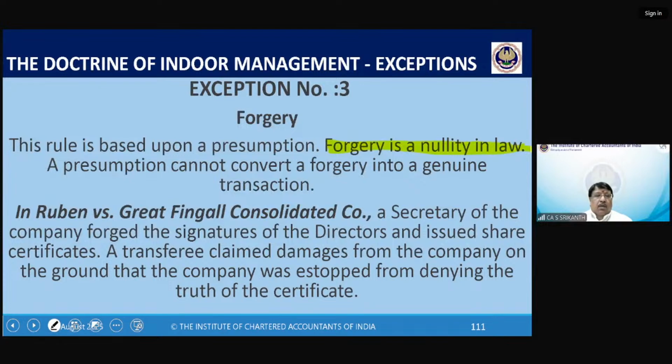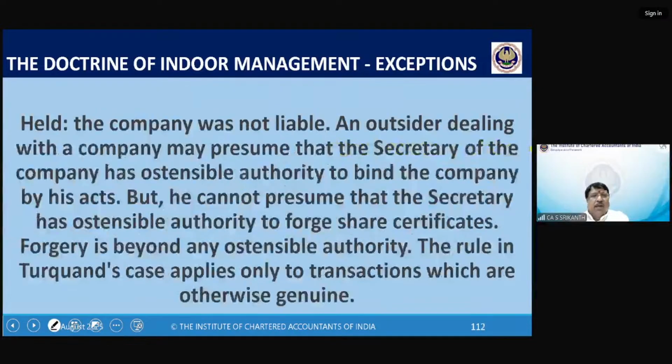Okay. So a secretary of the company, secretary means the company secretary only, forged the signatures of the directors and issued share certificates. Are you able to understand? Now a transferee claimed damages from the company on the ground that the company was estopped from denying the truth of the certificate. Is a doctrine of indoor management. How do I know it's a forgery like that? But in Ruben versus Great Fingall, it was very clearly said, the company is not liable.